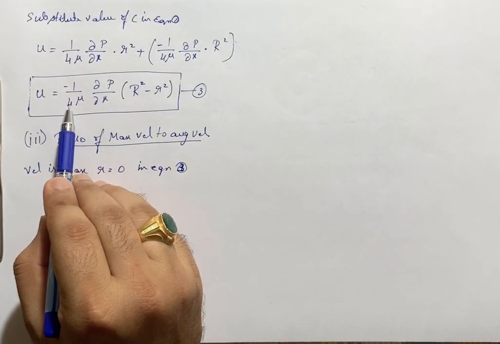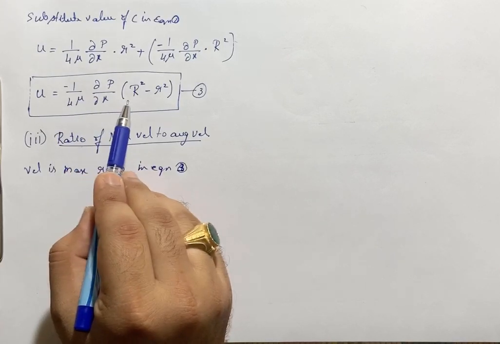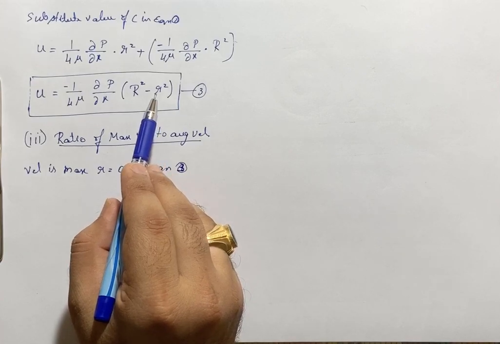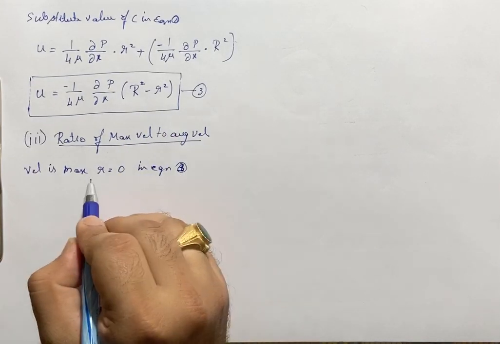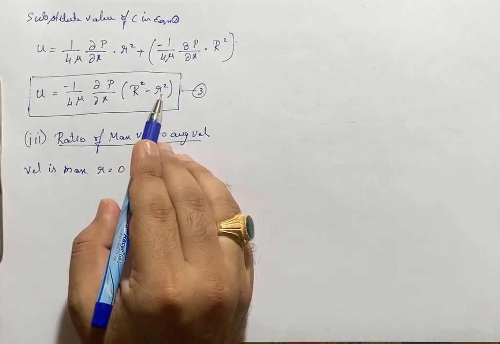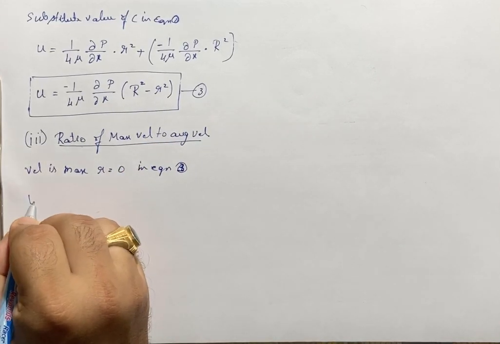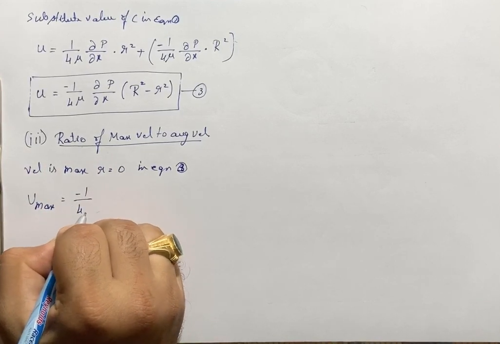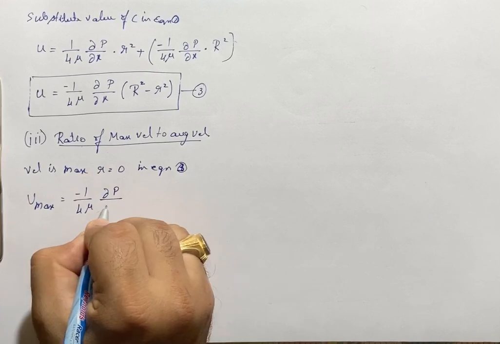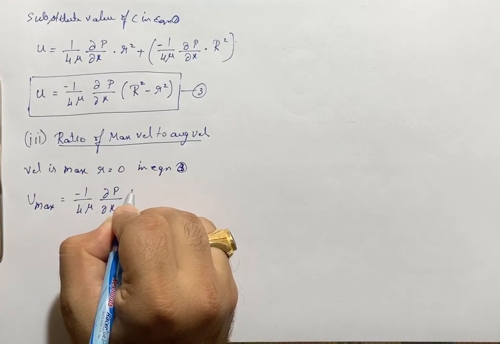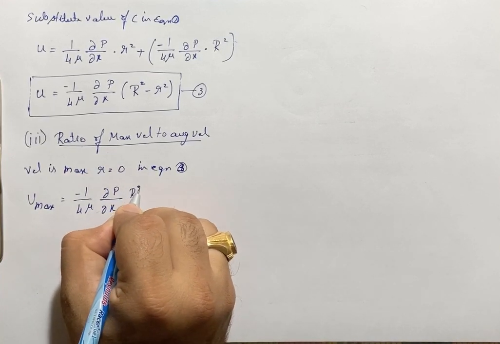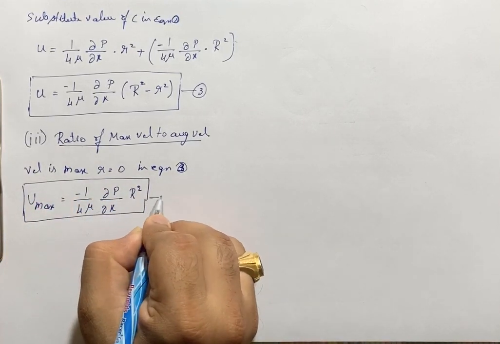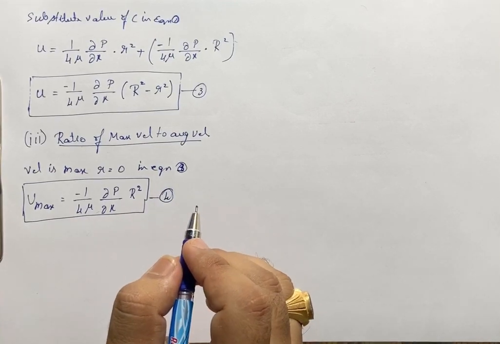That is u is equal to minus 1 divided by 4 mu dou p by dou x into capital R square minus small r square here, right? So we will substitute small r equal to 0 in this equation, and I will get u max. U max is equal to minus 1 divided by 4 mu dou p by dou x into capital R square. Call this equation number 4.